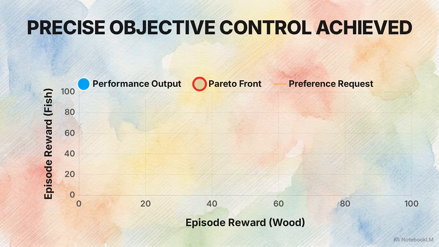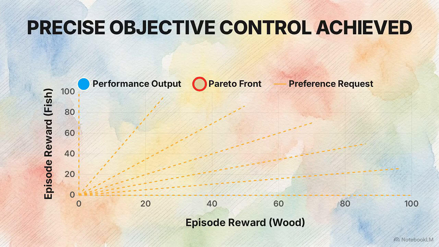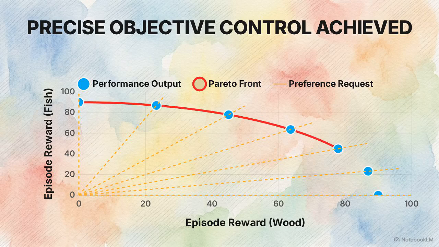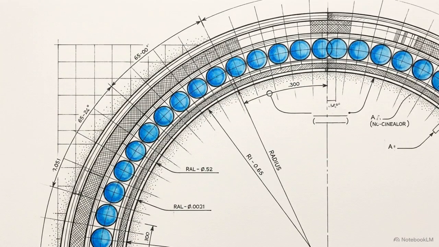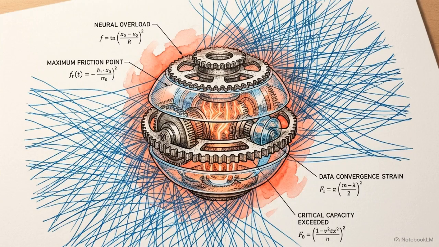Returning to the fishwood scatter plot, we can see the geometric result of this constraint. The output data points now tightly hug the dashed preference rays across the entire curve. The hinge penalty accurately solves the geometry of alignment. However, integrating it directly into the policy gradient introduces a massive computational barrier.